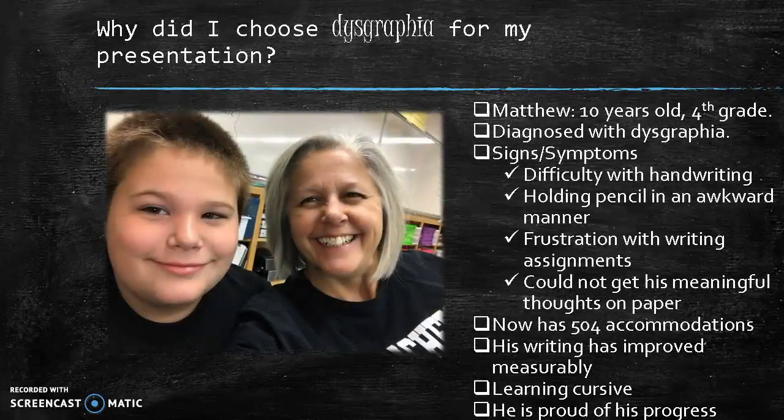I chose dysgraphia because I have a son, Matthew, who's 10 years old. He's in the fourth grade, and this year he was diagnosed with dysgraphia. It took a lot of testing for them to figure out what was going on. He had terrible handwriting. He hated to write. They were doing cursive. He hadn't had any practice with cursive, and at the school he's in now, they've been doing cursive since second grade.